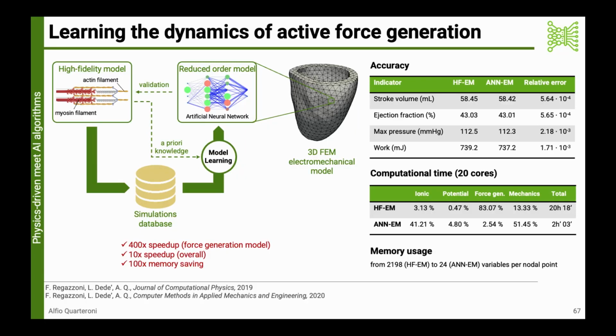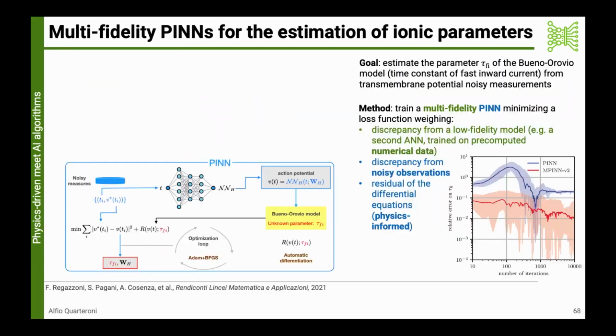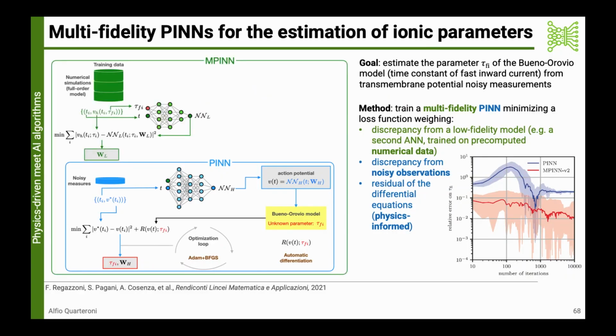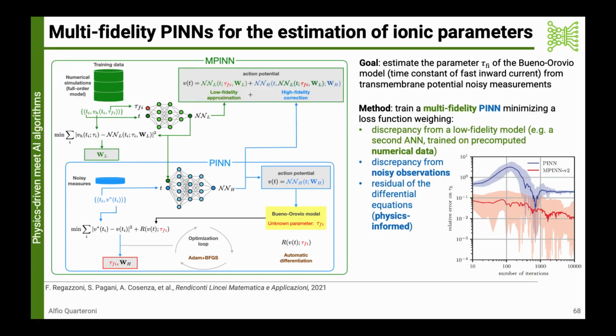Here we want to understand the dynamics of the generation of the force at the level of every single cardiomyocyte. And by this, we can have a very substantial gain in terms of computational time. You go from 20 hours to 2 hours in this case, and we have a very substantial saving in memory usage. We develop a multi-fidelity physics-informed neural network to estimate the ionic parameters.